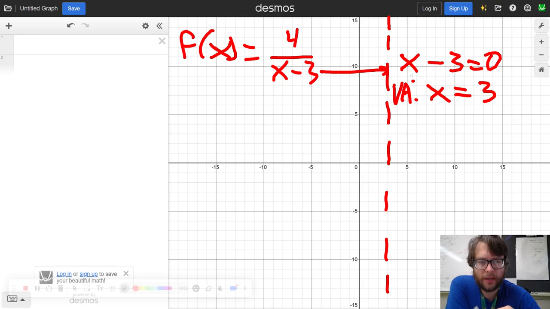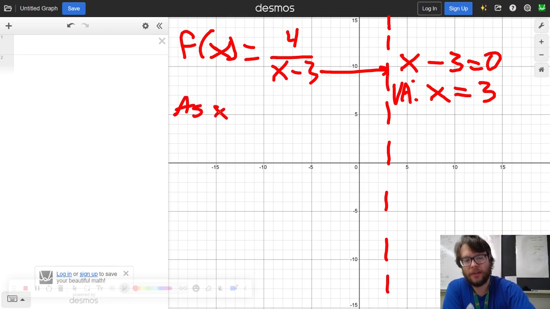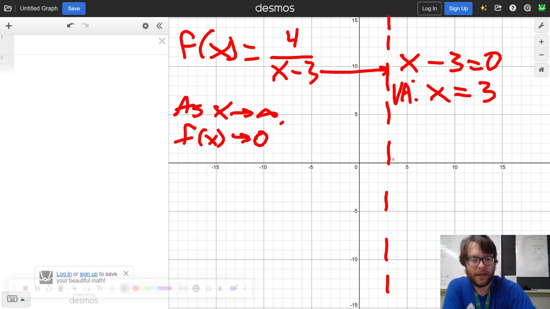Then I think about horizontal asymptote. That's when I plug in really big numbers for x, like 1,000,000 or 1,000,000,000. If I plugged in 1,000,000, I would have 4 over practically 1,000,000. And if I plugged in 1,000,000,000, I'd have 4 over just under 1,000,000,000. When I take the number 4 and divide it into millions or billions of parts, I get really, really small numbers. So I know that as x gets really big, my function gets really small. My horizontal asymptote is right here at y equals 0.